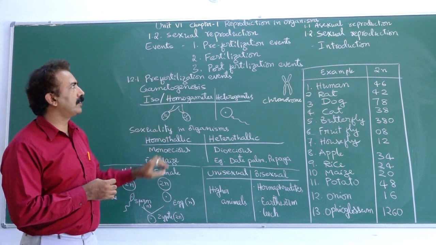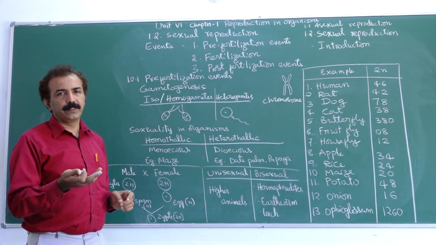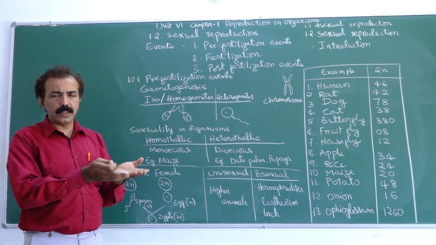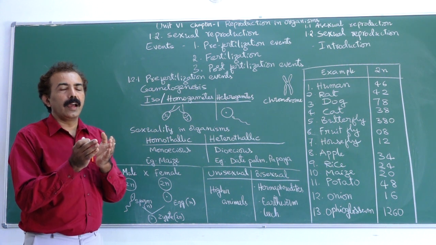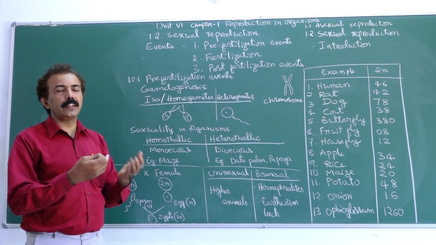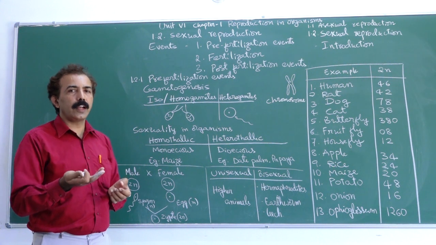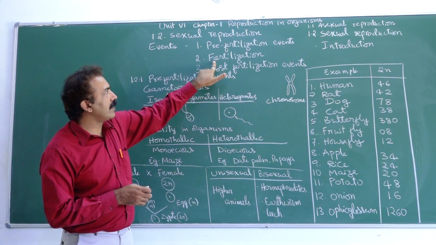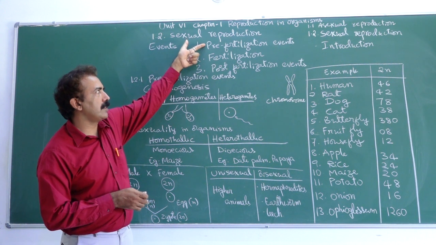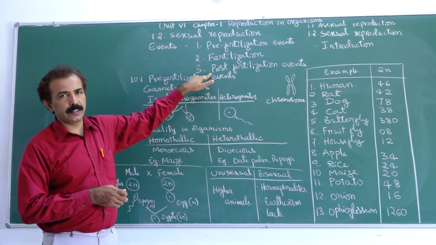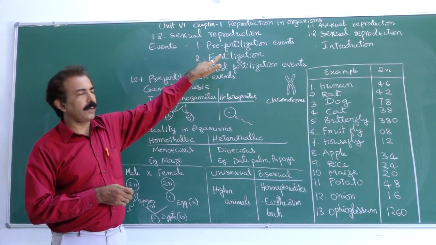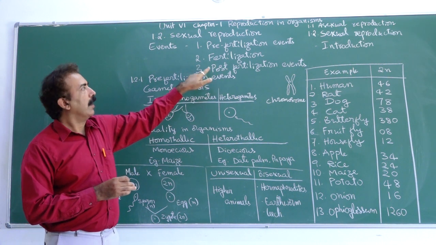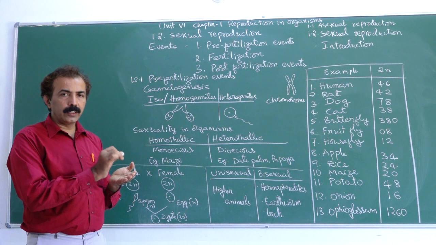You understood these terms. Like you are now in pre-university, so you are yet to enter graduation. You will then enter into graduation, so BSc, BCom, BA, and then it is followed by post-graduation. So after 3 years of a degree course, you will study post-graduation. The same way here, you can understand the definition. Fertilization, events before fertilization, events after fertilization. So pre-fertilization events, fertilization, post-fertilization events.